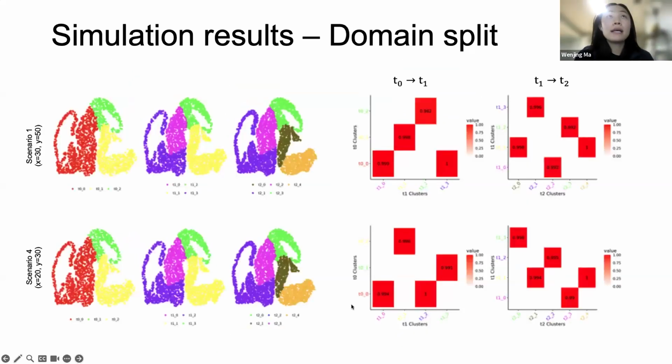So here is a quick example of the domain split. Here are two scenarios. One is the easiest and the other is the hardest. Maybe it's a little bit blurred, but what I'm trying to convey here is that from the optimal transport analysis based on the embeddings we obtain from our framework, we can absolutely see that this T00 is split into two with a very confident transition probability, and also the same thing for the hindbrain region.